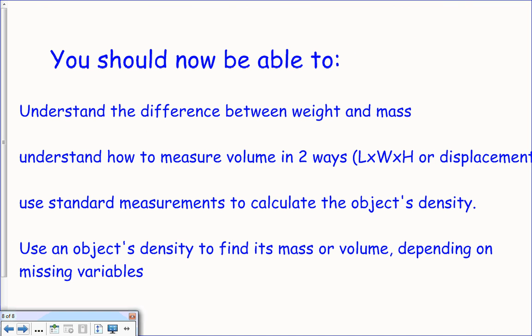You should now be able to understand the difference between weight and mass. You should understand how we measure volume in both different ways, length times width times height or displacement. Use them to calculate an object's density, and use the object's density to find its mass or volume depending on the missing variables. This is what we call plug and chug. Remember, all of the equations are going to be the same. D equals m divided by v. It's up to you to figure out which ones we're going to plug in based on the givens.